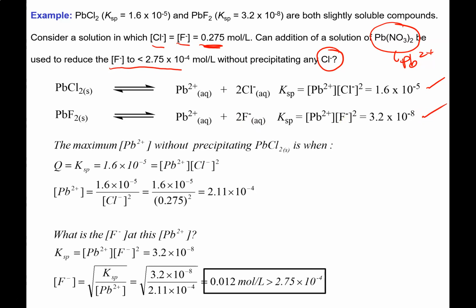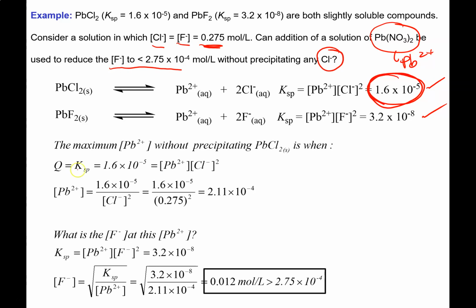So the first thing I'm going to ask myself is, what is the maximum concentration of lead that I can have without precipitating any chloride? I always want to begin by doing that. Calculate the maximum concentration of lead that can be present without precipitating your more soluble component, okay? Without precipitating your more soluble component.